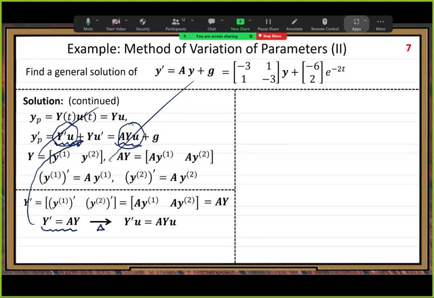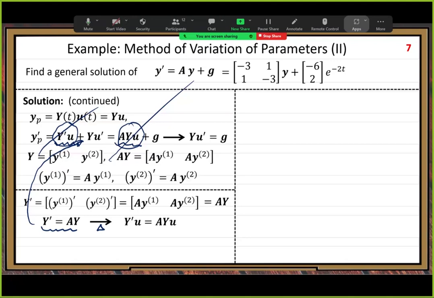After cancellation, we have y prime times u. Oh, sorry, because this one we get ay. We just multiply u on both sides, so we can do the cancellation. After cancellation, we just write the remaining two terms: y times u prime equals g.